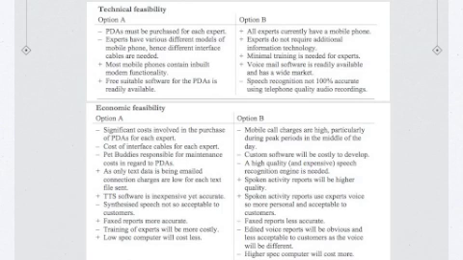This is Sam Davis's textbook. And if you have a look, they've actually given the technical feasibility there for option A. A negative is that PDAs must be purchased for each expert. A negative is that experts have various models of mobile phones, hence different interface cables. So they would be technical things because you need cables in order to transfer the information to your computer. And if most people have different phones, then most phones need different cables. A positive is, though, that most mobile phones contain inbuilt modem functionality, so you wouldn't have to purchase modems outside of the technology that you already have.